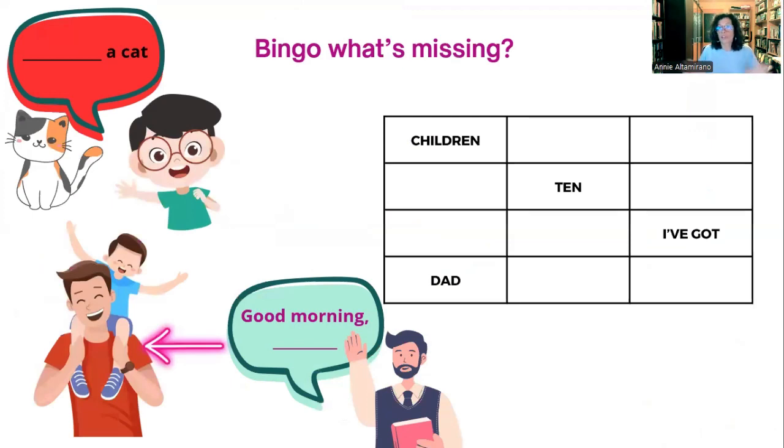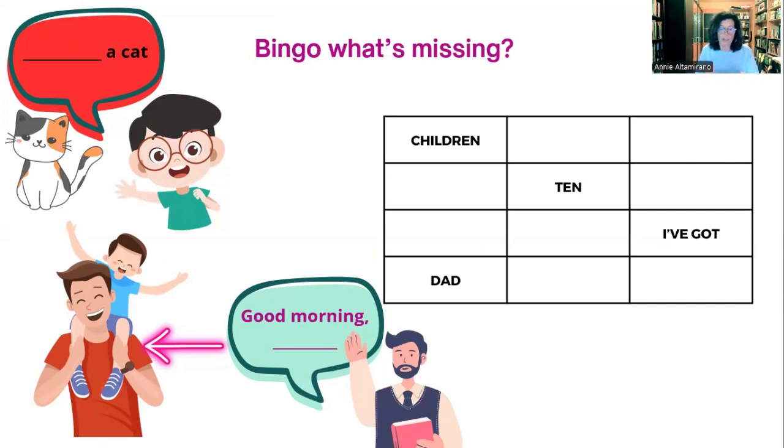Then you can use the traditional bingo, but with a twist. You can create bingo cards with pictures or simple words related to the target grammar. For example, greetings, family members, numbers. Instead of calling out words, show pictures or say simple sentences with a missing word or phrase. For example, good morning, and it could be good morning, Dad.